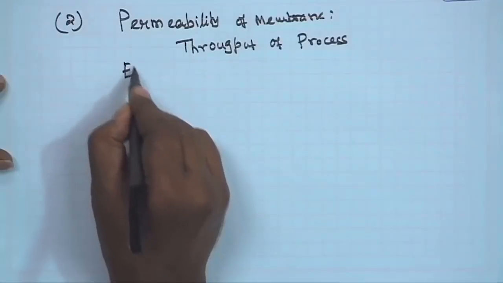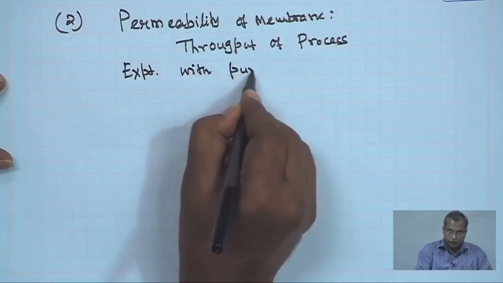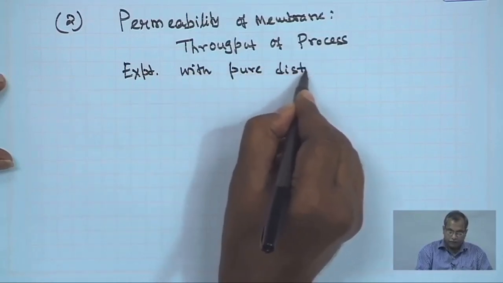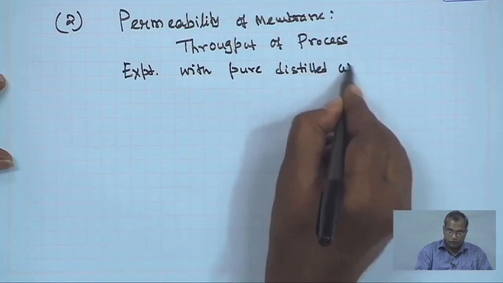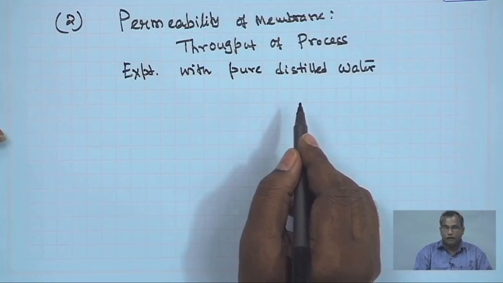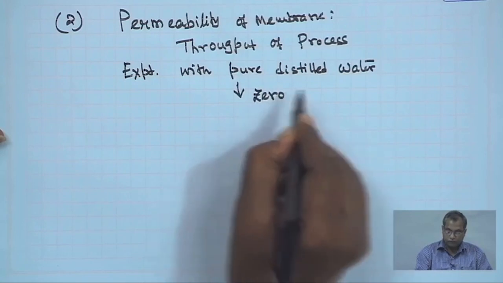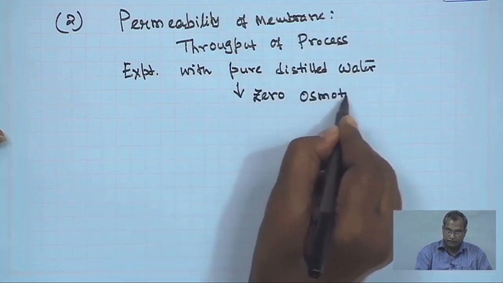Permeability of the membrane is measured in a very straightforward way, by conducting a simple experiment. We conduct a very small laboratory experiment using the membrane and pure distilled water, or deionized water. Why? Because pure water has zero osmotic pressure, as we have discussed in the last class.